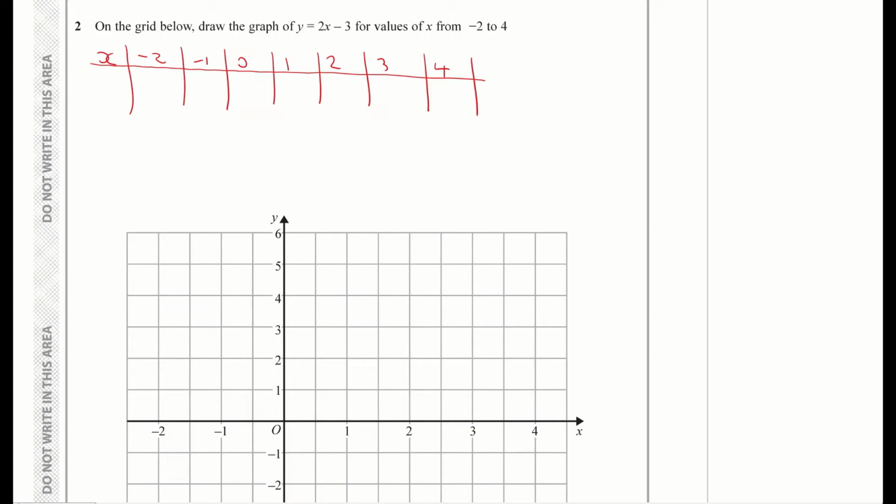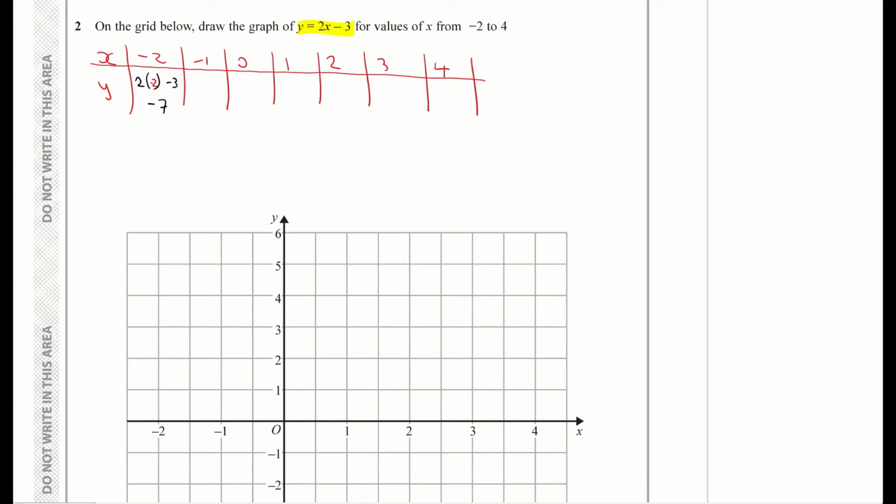Then I'm going to get my corresponding y values. So what I'm doing here basically is subbing minus 2 into the equation of the line, y is equal to 2x minus 3. So for the first one, it's going to look something like 2 bracket, sub in the minus 2, and then I'm going to take 3 away from that. So 2 multiplied by minus 2 is minus 4. Take away 3 is minus 7.